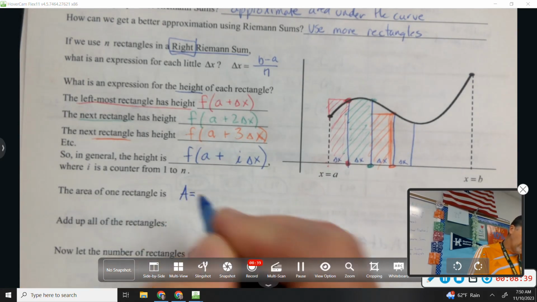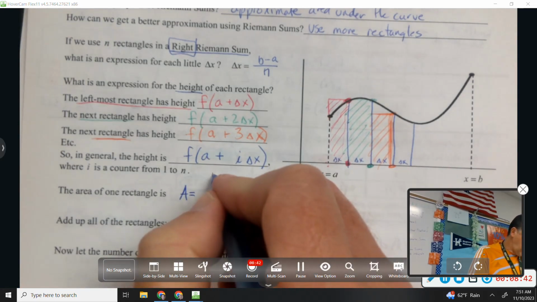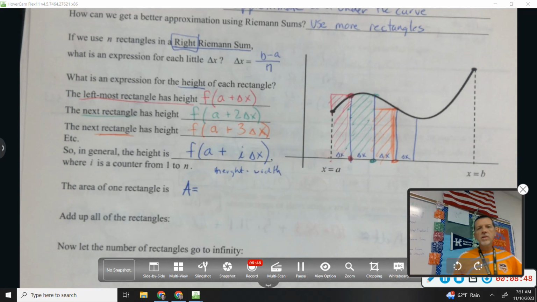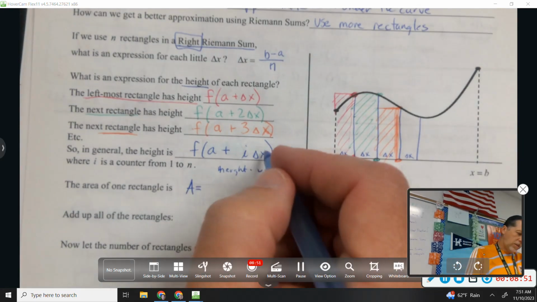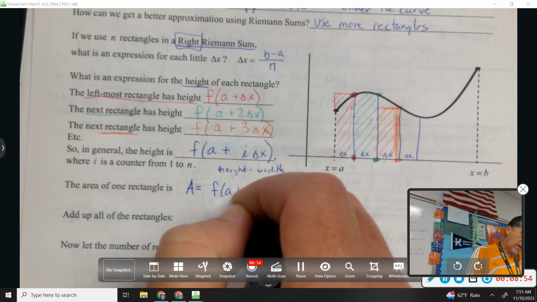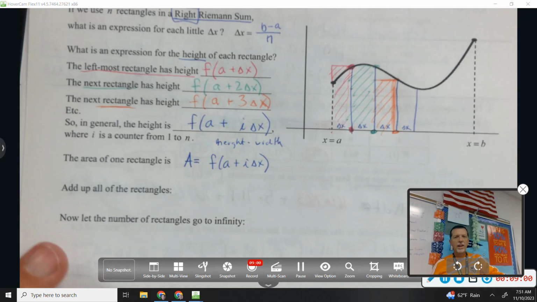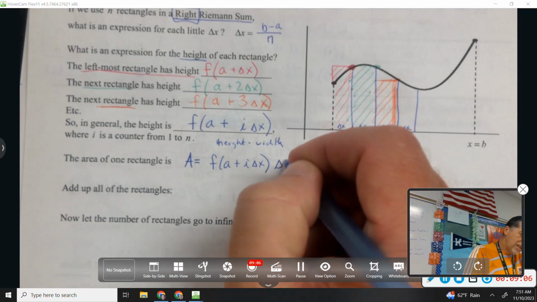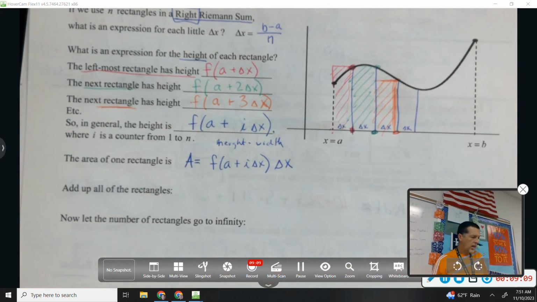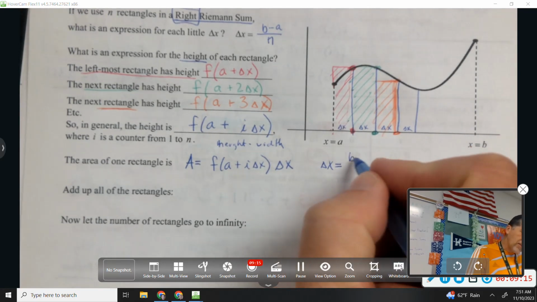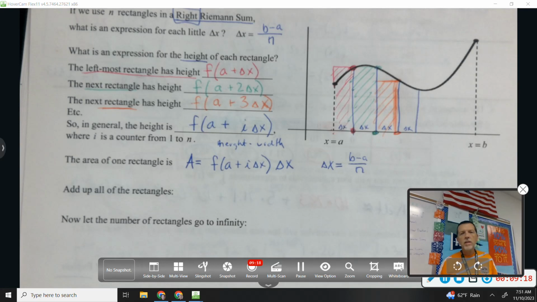All right, now the area of one rectangle is height times width. So we just said the height, F of A plus I delta x. And how wide is it? How wide is any one rectangle? Delta x. And we could remind ourselves that delta x is b minus a over n, the total width divided by however many rectangles there are.